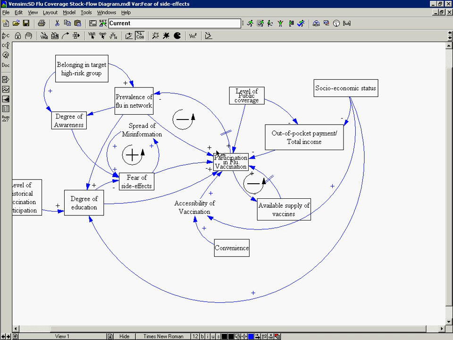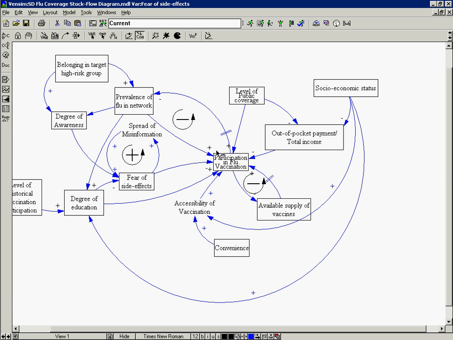The diagram's a very nice start. One issue here that could be further improved would be, you could label the loops, that would be great. Another thing would be to not use stocks for all of these.